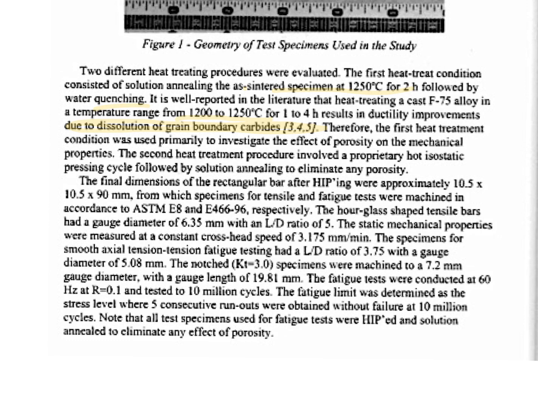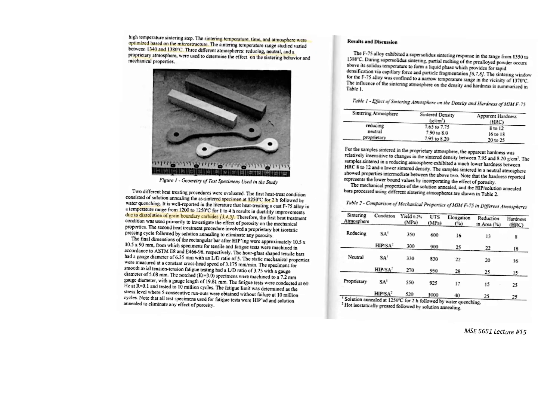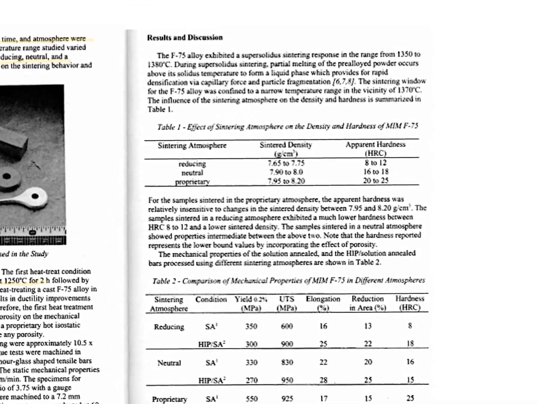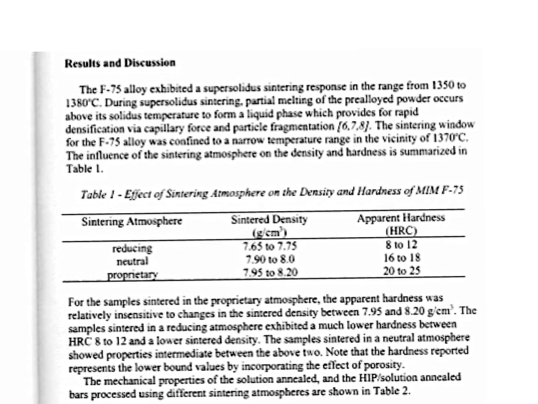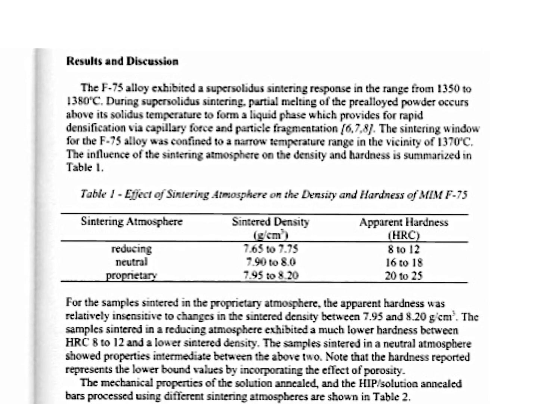All right, and you should be able to read through this, and like I said, some parts of it are not going to be familiar, but in terms of what we've been talking about in class, a lot of this is. And this part is not familiar because we haven't really talked about it, so I don't want to get into issues of phase diagram, but there's a supersolid sintering response in the range of 1350 to 1380.